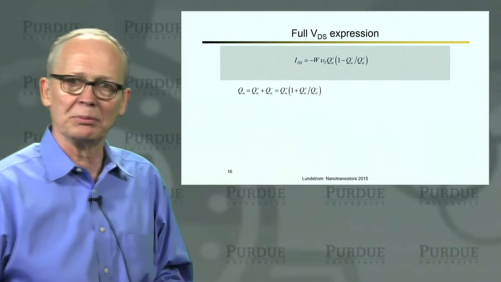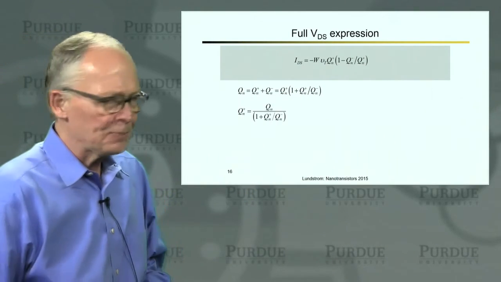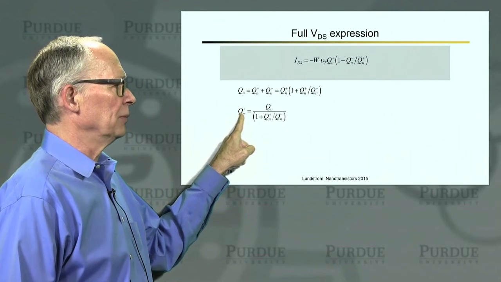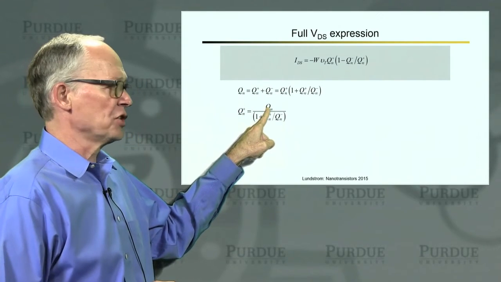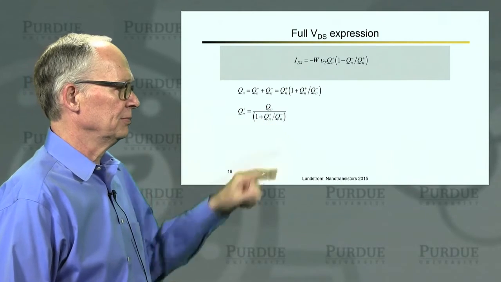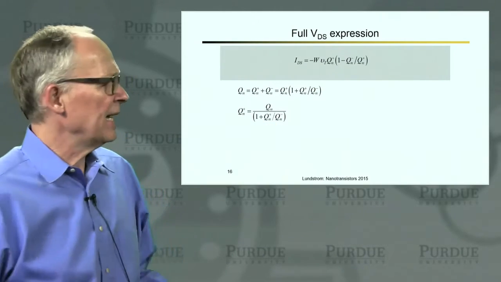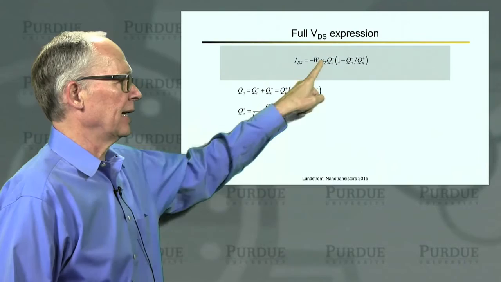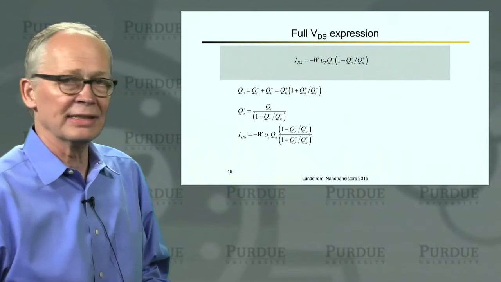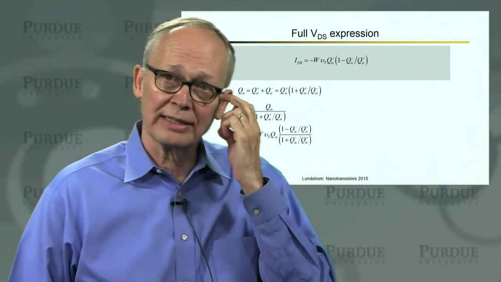Factor out the Qn plus. Okay. Now I can solve for Qn plus in terms of the charge that I know and this ratio. And then I can take that expression and put it in my expression for drain current, and I'll have this complicated looking expression.